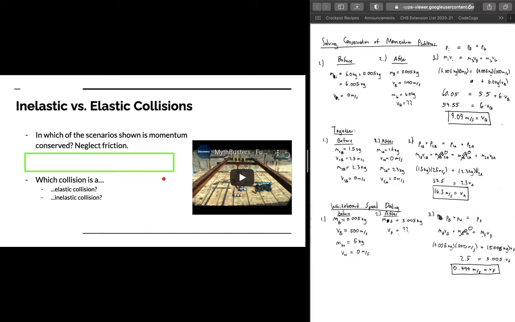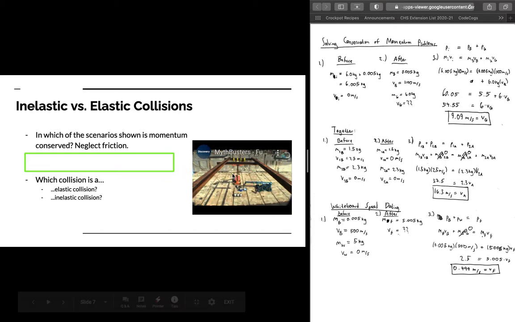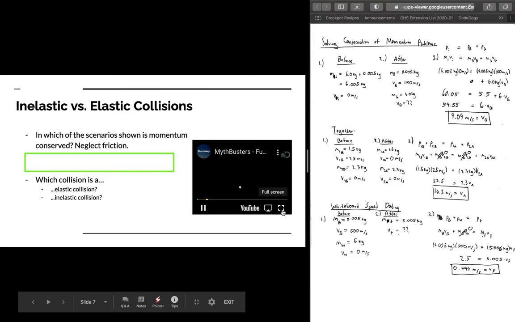So now let's consider the following. In which of these scenarios shown is momentum conserved? All right, and let's say we're neglecting friction in these scenarios here. So let's put this up on the screen to watch.